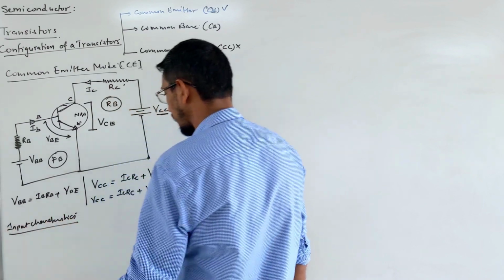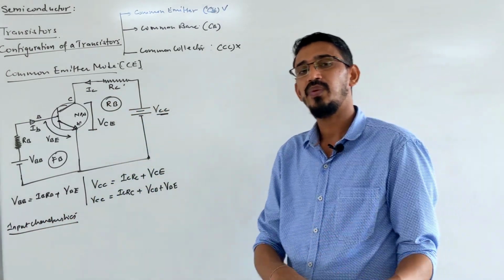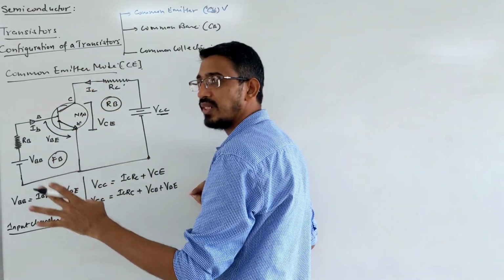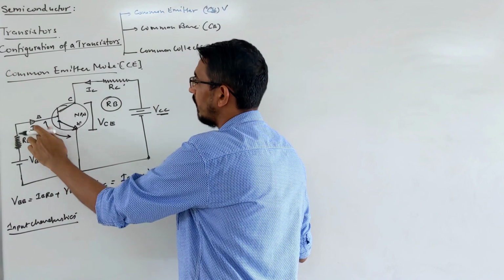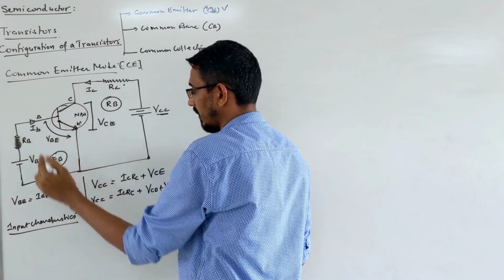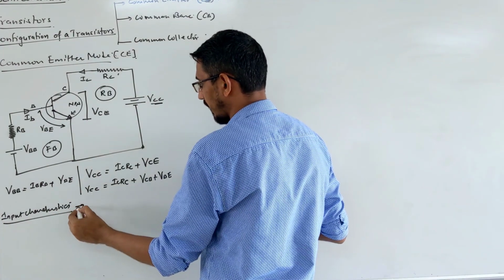What is input characteristics? It's a graph between input current and input voltage. Not input voltage, input current, that is IB, versus the input junction voltage, which is this junction, the B to E junction, VBE. So let me write it.